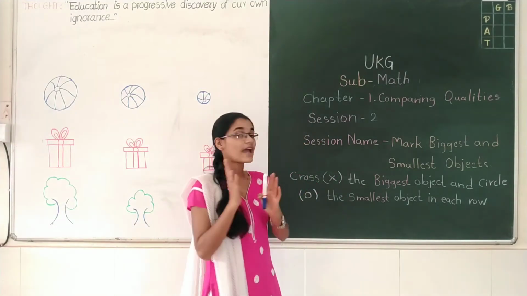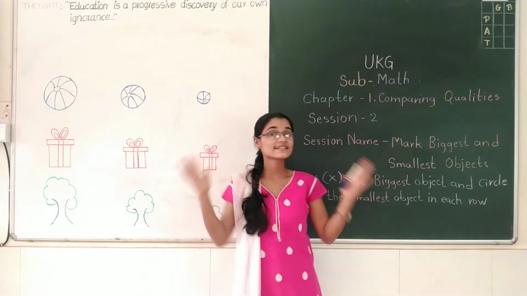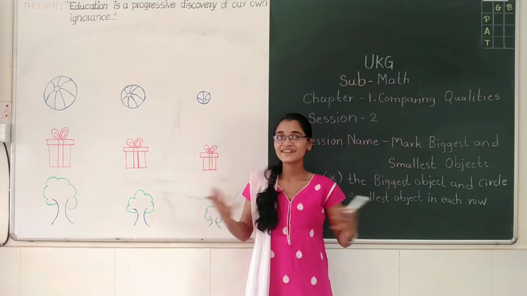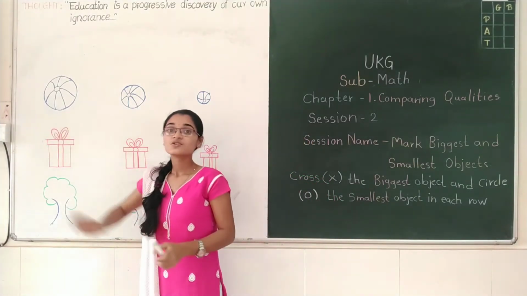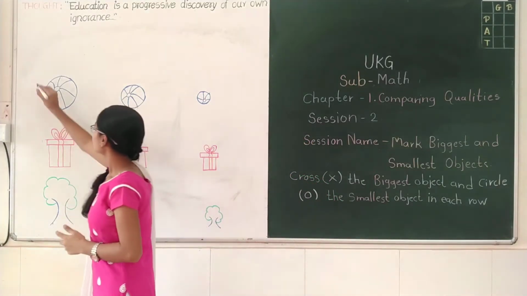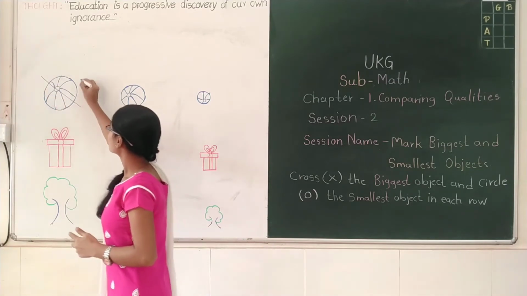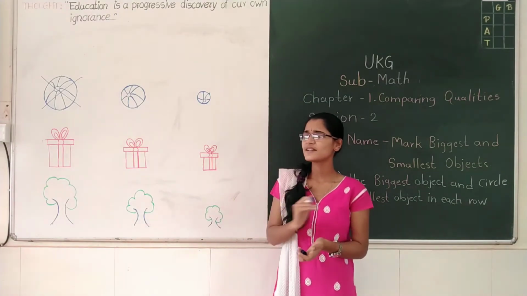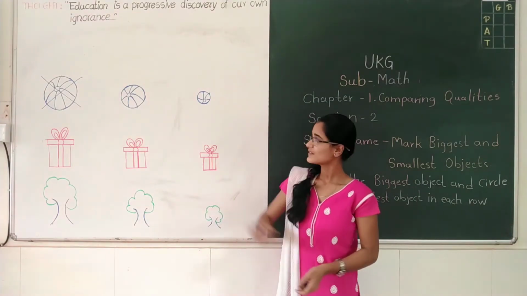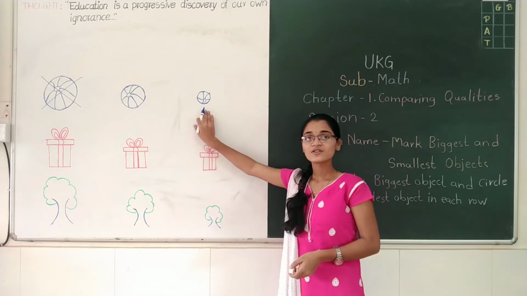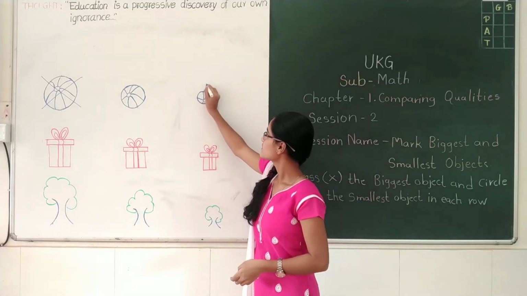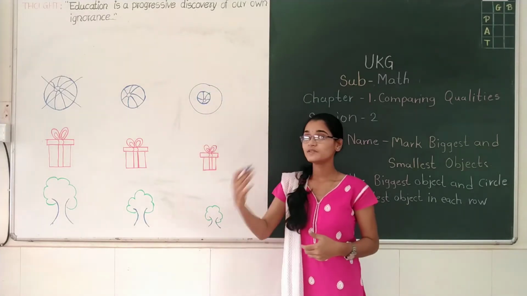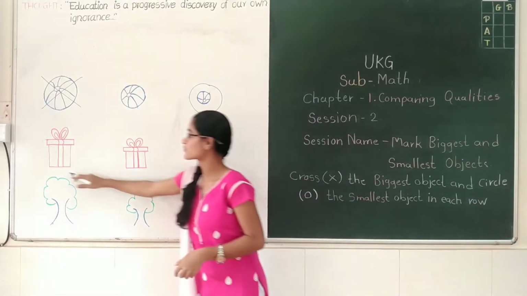Now, here you have to cross the biggest ball. Now tell me, which is the biggest ball? Very good. This is the biggest ball, so you have to cross it. And which is the smallest ball? This is the smallest ball, so you have to circle this ball. Okay? Now next, look at the second row.